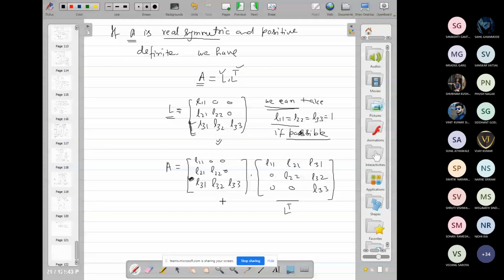By solving this system of equations, since A is known, we determine L and L transpose, and then using this, A inverse is equal to L transpose inverse into L inverse, which is equal to L inverse transpose into L inverse.